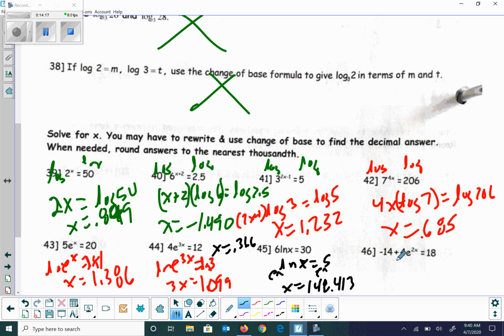So this one, add 14 to both sides, so I get 28 divided by 4 is 4, so natural log of both sides. So I'm going to get natural log 4, divide that by 7. So I'm going to get x is equal to 0.198.